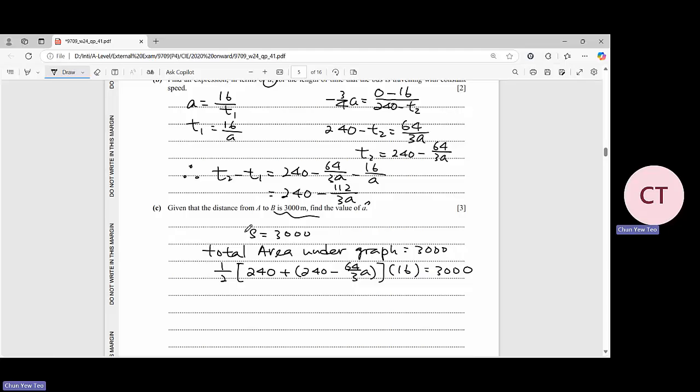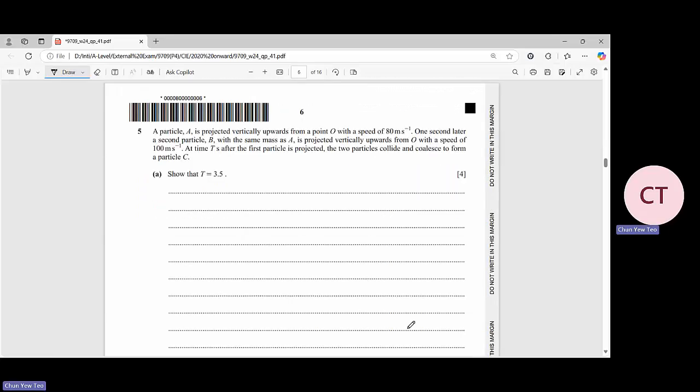Okay, so expand and simplify. You will get this one as 480 minus 64 over 3A is equal to 375. Then press the calculator, you can get the answer A as 16 over 45 meters per second squared. Done. That will be the answer for question C. Moving on, we have question number 5.